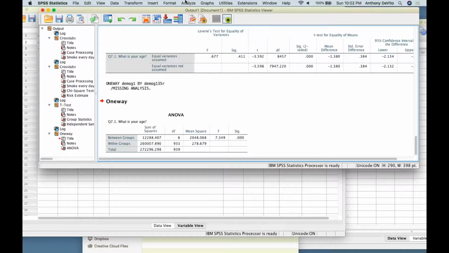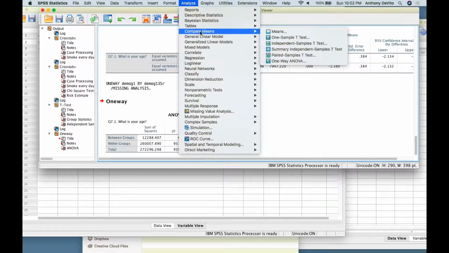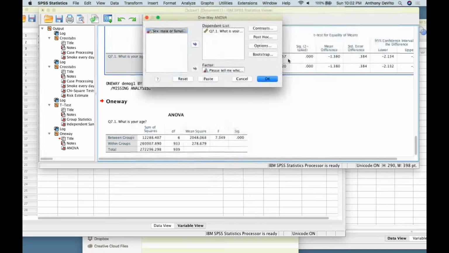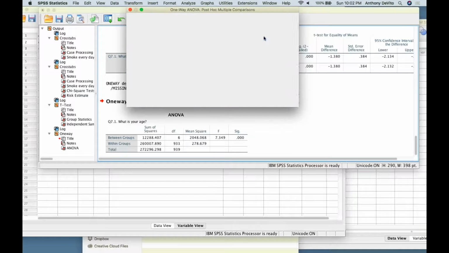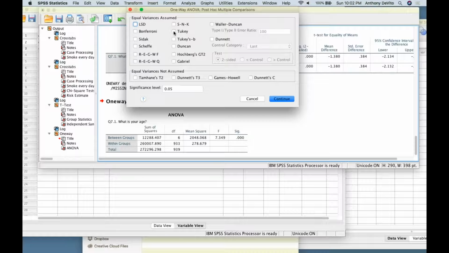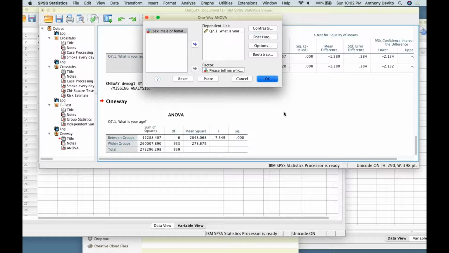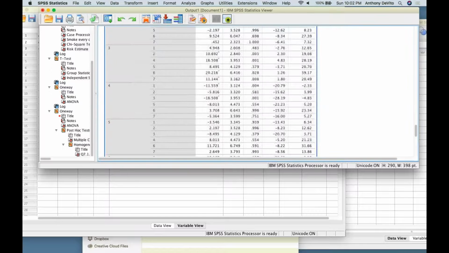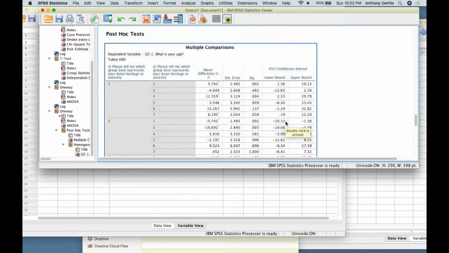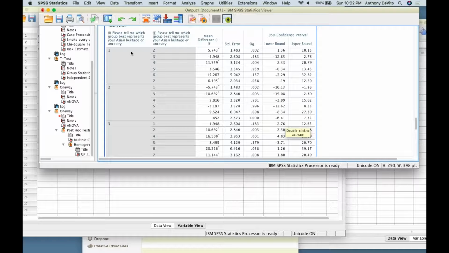Now I can go back and say analyze, compare means, one-way analysis of variance, and this time I can go in here and click post hoc and ask it to do a relatively conservative post hoc test, after we've shown that we can reject the null hypothesis. I'm going to click continue. I'm going to click OK. And this Tukey post hoc test will be run, and it will compare each one of the ethnic groups to each one of the other ethnic groups.